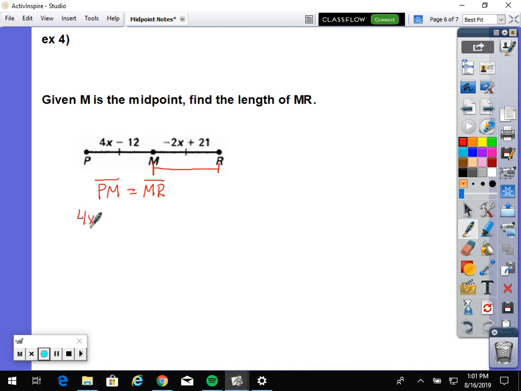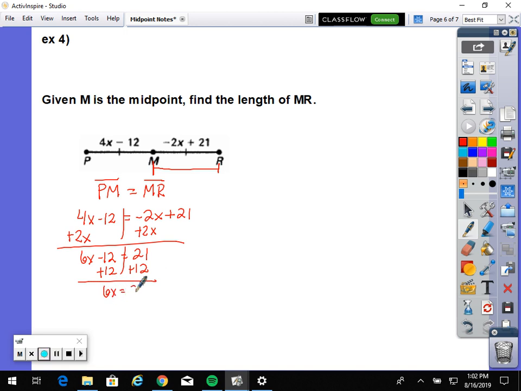So I have 4x minus 12, and it's going to equal negative 2x plus 21. I'm going to combine some like terms. I'm going to add 2x, and so I have 6x minus 12 is equal to 21. And then I'm going to add 12, and I get 6x equals 33. Divide by 6. 33 is not divisible by 6, but they're both divisible by 3, so if I divide a 3 out of both, I get 11 over 2.